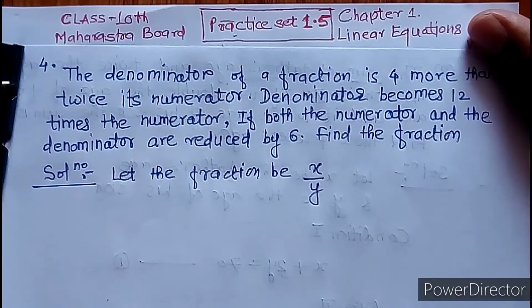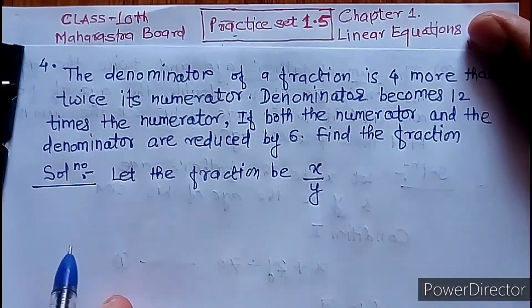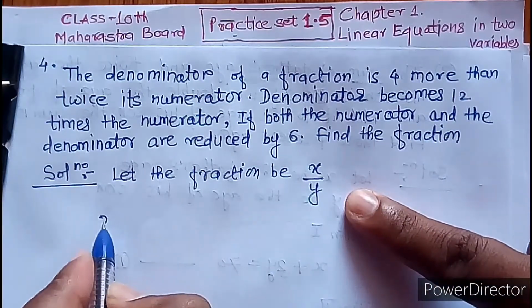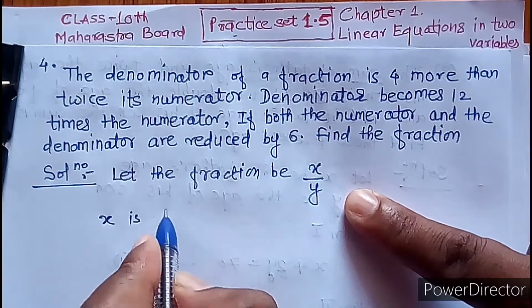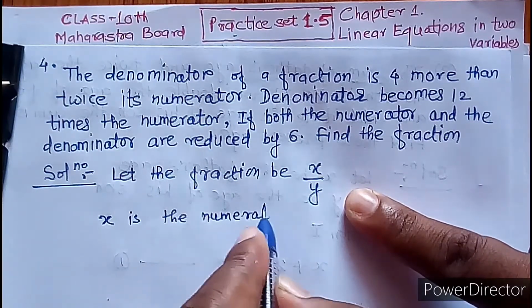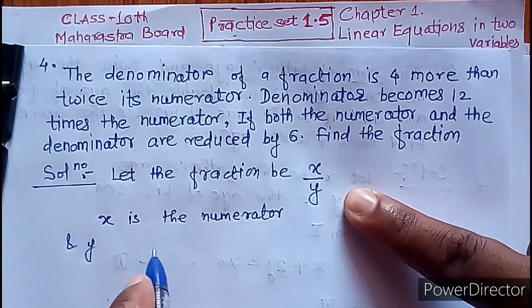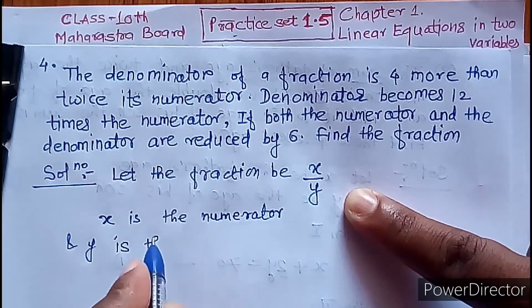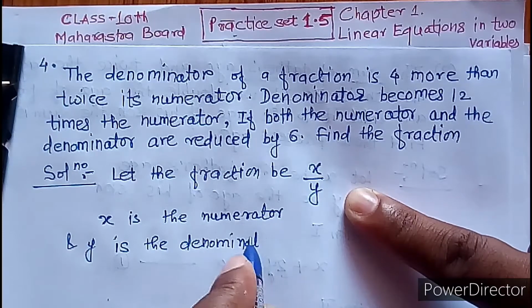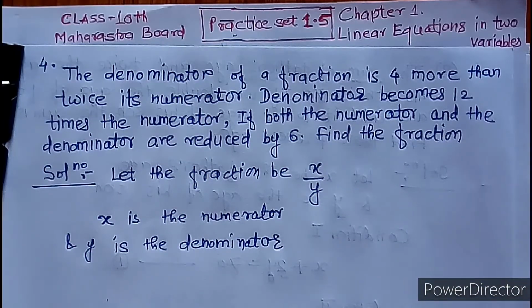We don't know the fraction, that's why we assume the fraction as x by y. When we assume the fraction as x by y, then x is the numerator and y will be the denominator. Now here we get the numerator and denominator in the form of variables.